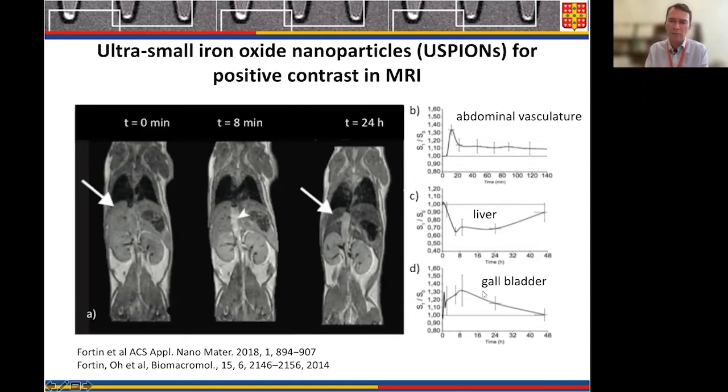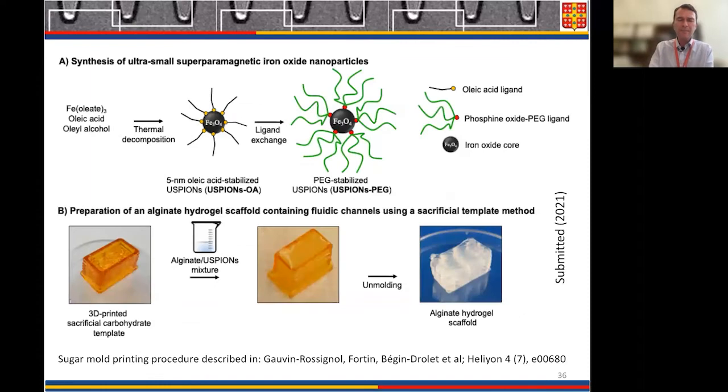But we also noted that the signal in the gallbladder starts to increase after a few hours, and this indicates that a significant fraction of these ultra-small iron oxide nanoparticles are progressively eliminated by the gallbladder. And this is when we started to use the ultra-small iron oxide nanoparticles as an ink for bioprinting applications.